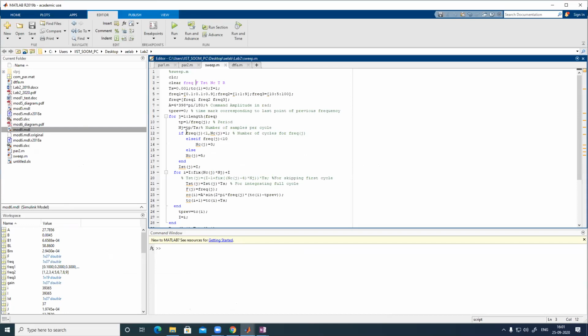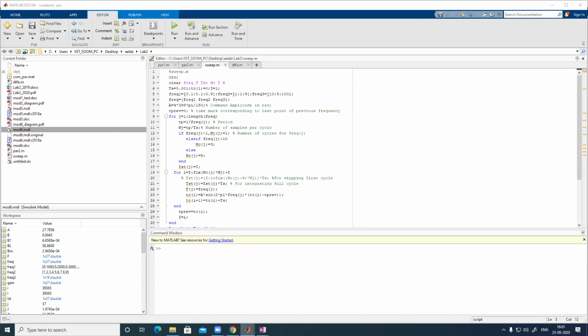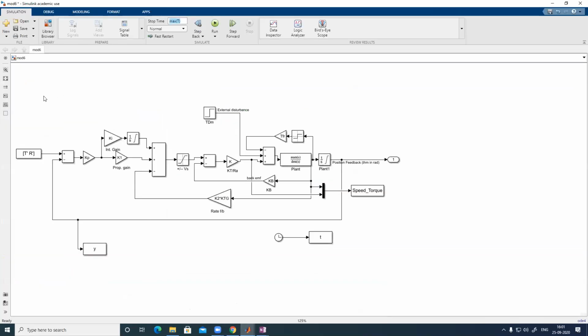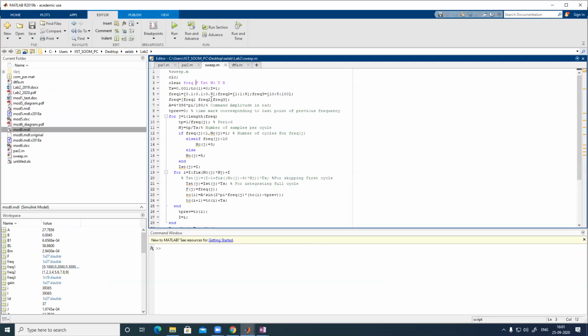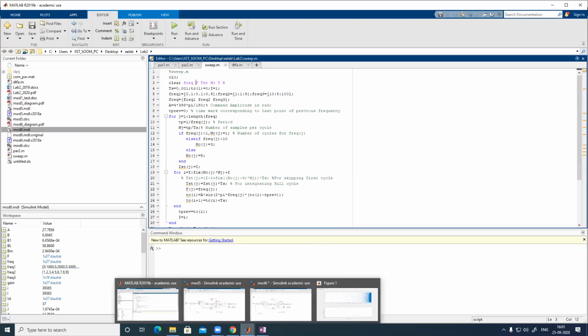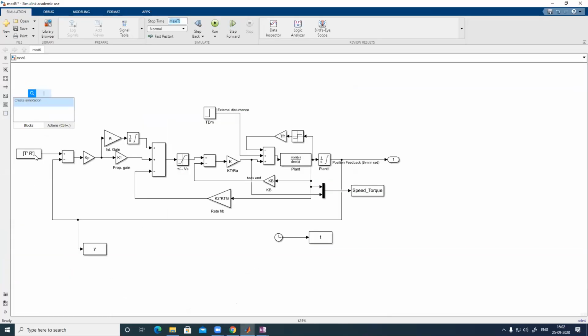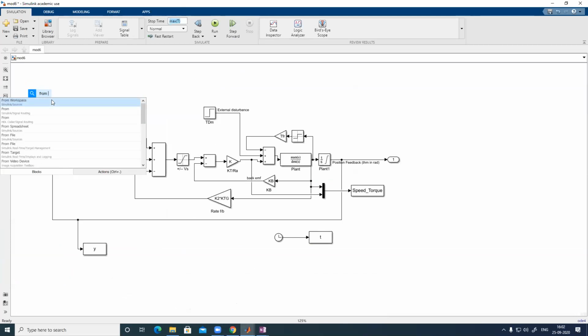Sir, if you are using clear, you can run this parameter file also. Sir, you have given a different block, right? T dash R dash. What is that block, sir? This is from workspace. This is the T and R generating here. Seep.m gives the T, time, and R, value. That T and R you have to give to the system. For that, the from workspace option is there.